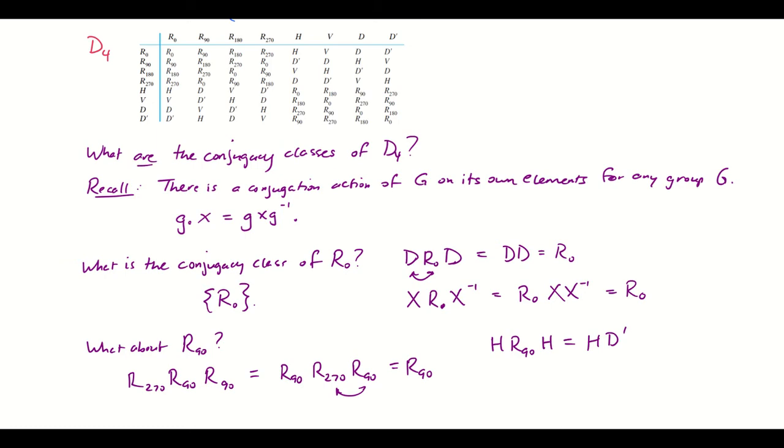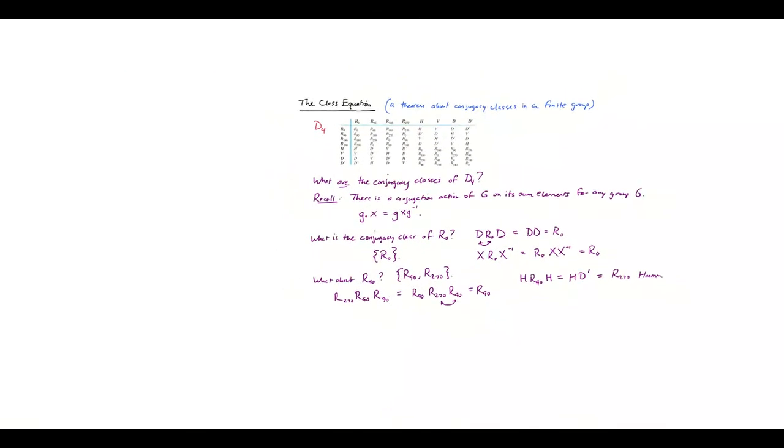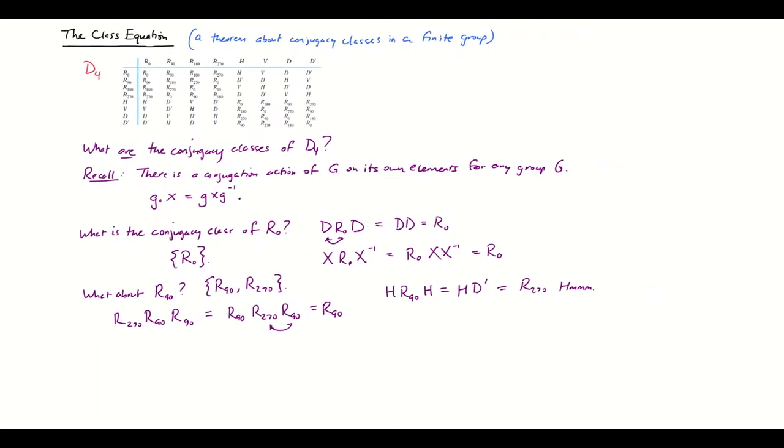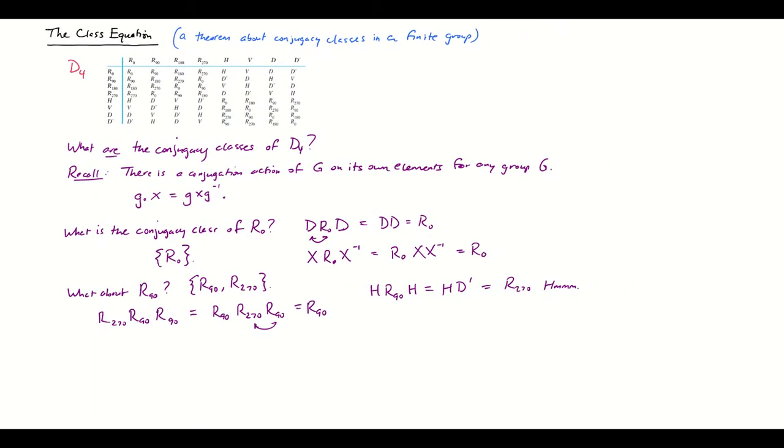I'm going to zoom out a bit so we can keep scribing here. There we go. Don't want to take the table out of view. But for R180, the conjugacy class is just R180. Every conjugate of R180 is just R180, which one thing that means, by the way.